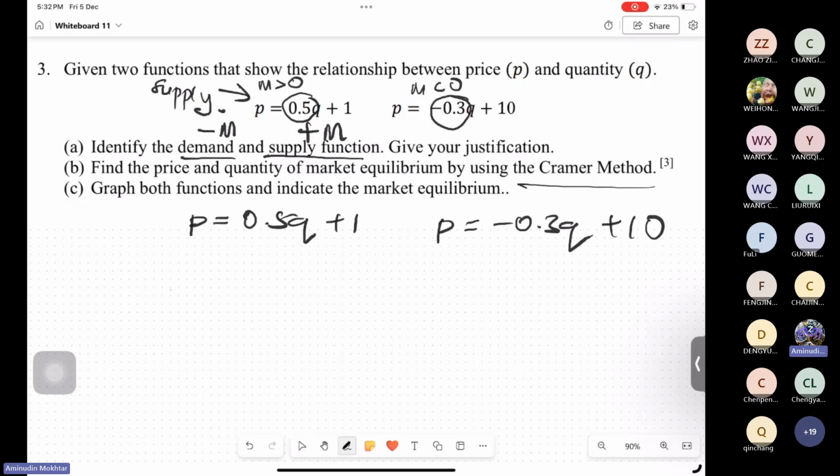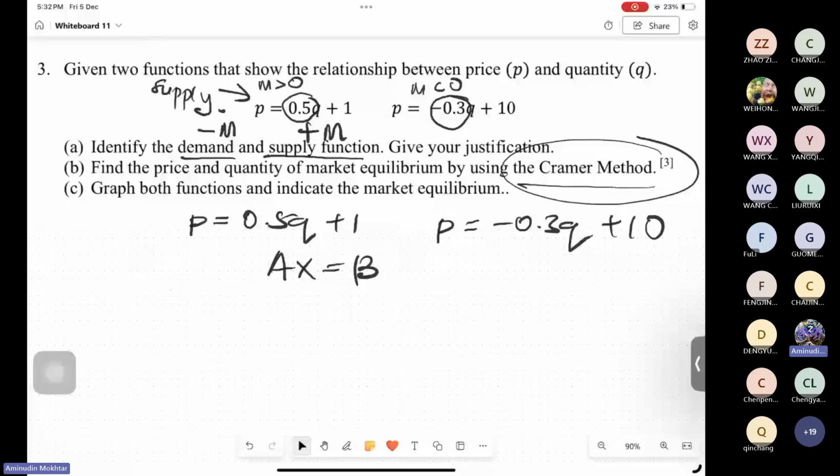Cramer method refers to the matrix method. Inverse method also refers to the matrix method. For a matrix method, regardless of inverse or Cramer, the equation must be written in this form: Ax equal B. You need to remember this. If the question asks you to solve the equation by using Cramer method or inverse method, you need to transform the equation into Ax equal B first.